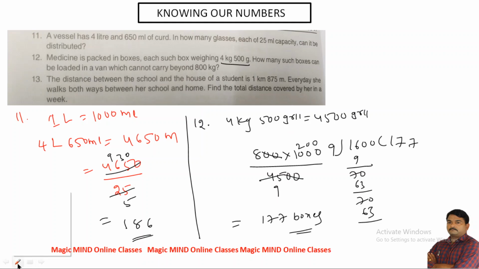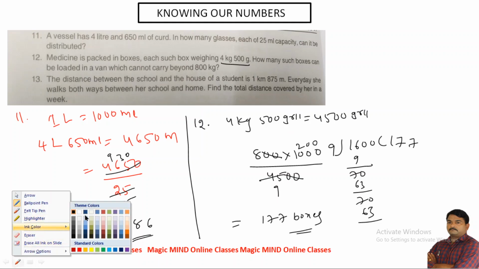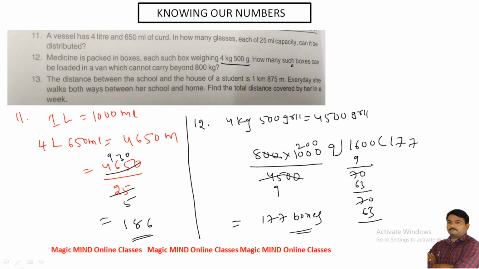Now we are going to see the 13th question, which is the last question in this exercise. What is the 13th question? The distance between the school and the house of a student is 1 kilometer 875 meters. Every day she walks both ways between her school and home. Find the total distance covered by her in a week.